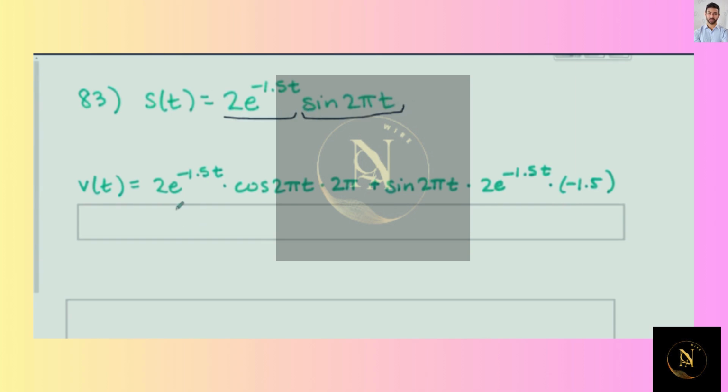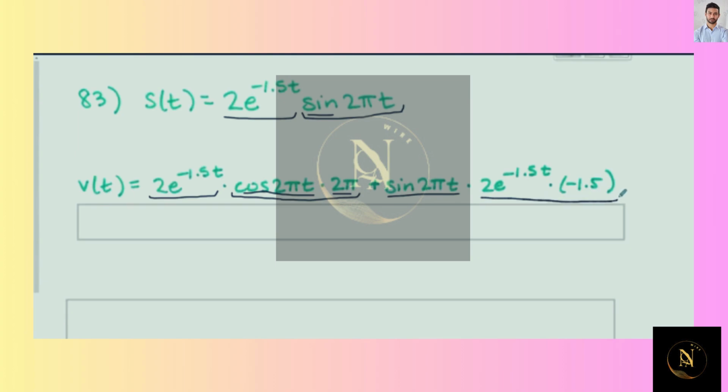And so for the product rule, we have the first times the derivative of the second. And when we take the derivative of the second, we're using the chain rule. So the derivative of sine is cosine. So we have cosine of 2 pi t, and then the derivative of 2 pi t, the inside, is 2 pi. Then we have plus the second times the derivative of the first.